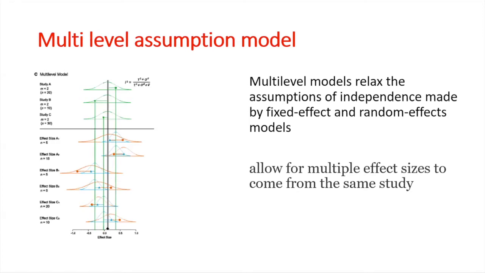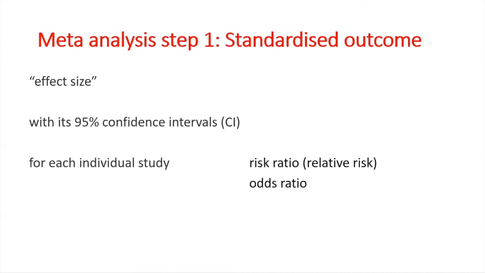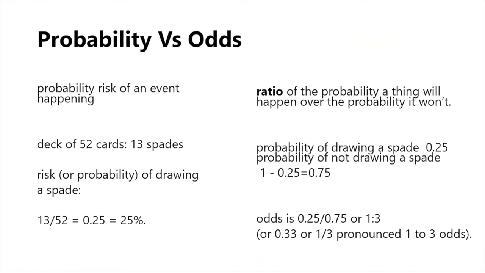Right, once we have decided what model we are going to use, we now have essentially two steps for our meta-analysis. One is to come up with what we describe as the effect size. What are we measuring? And then we specify its confidence interval, i.e. how sure are we about this effect for each individual study. The aggregate effect size can be a relative risk or the odds ratio. Okay, so what is odds ratio? Well, it's a very simple way. Imagine you have a deck of cards, okay? And I ask you, what is the probability of drawing a spade?